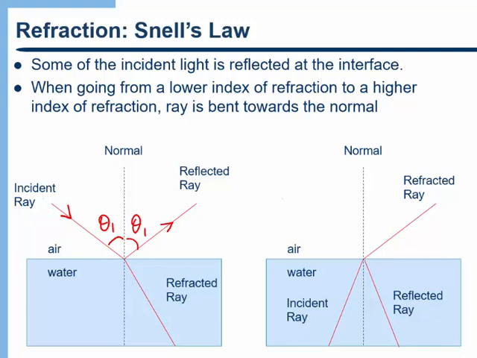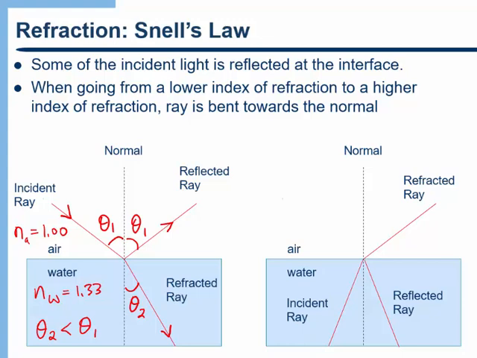What we're more interested in right now, though, is what happens to the light that goes down into the water. Let's call that theta 2. In this case, we know that the index of refraction of air is simply 1, and the index of refraction of water is 1.33. So you'll notice that we're going from a lower index of refraction to a higher index of refraction. When we do that, what we find is that the ray is bent towards the normal. In other words, theta 2 is going to be less than theta 1.